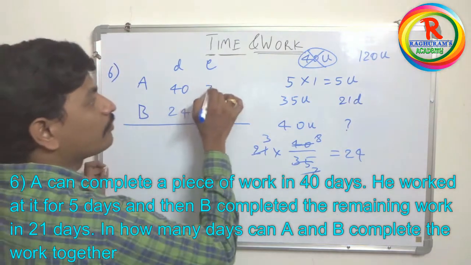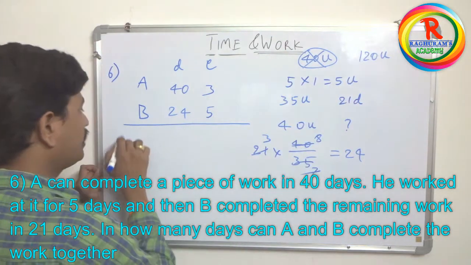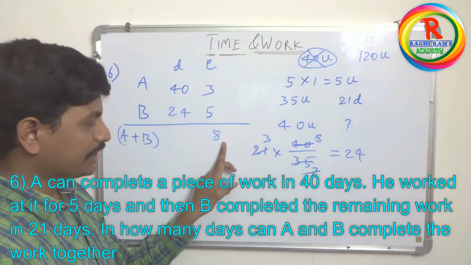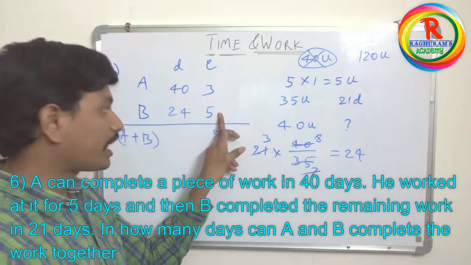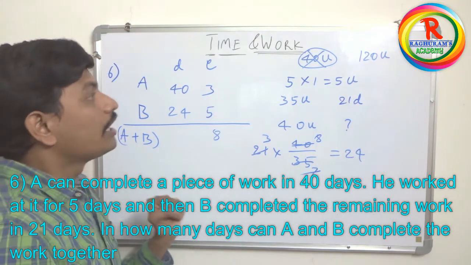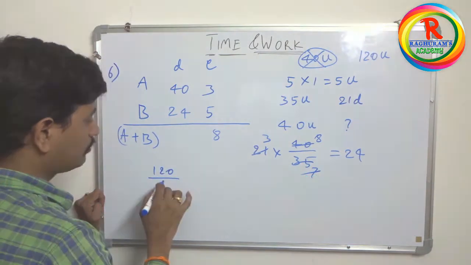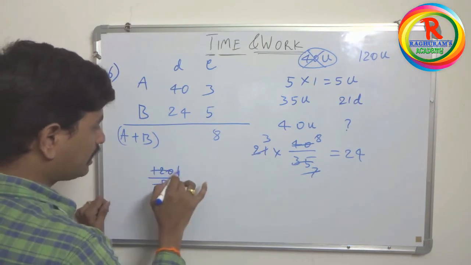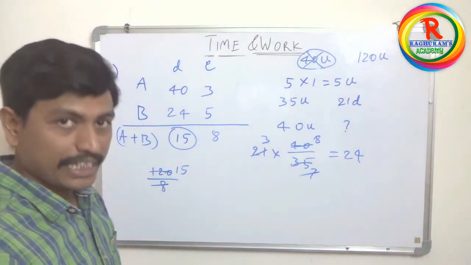So 40 threes are 120 and 24 fives are 120. So A plus B's total work in one day, they can complete in 8 units. A can complete in one day 3 units and B can complete in 1 day 5 units. Combinedly they can complete 8 units per day. And now total units are 120. Each day they can complete 8 units. So what's the cancellation? 8 fifteens are 120. The answer is 15 days.